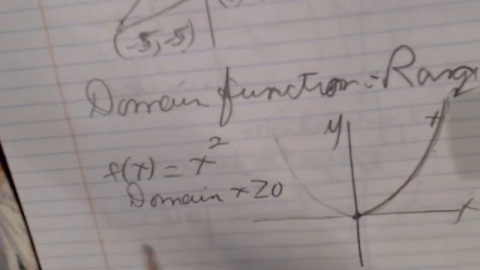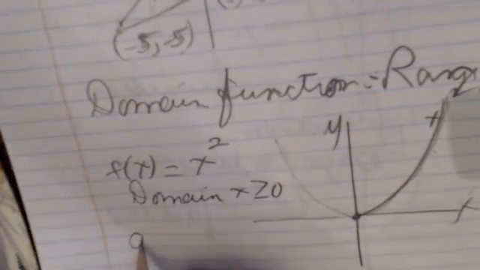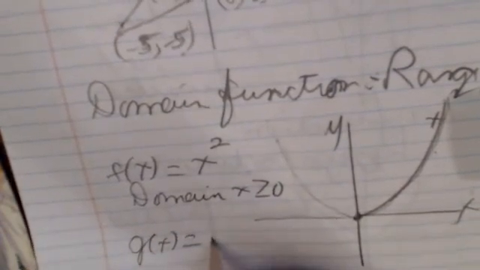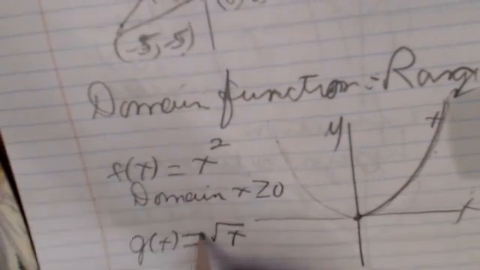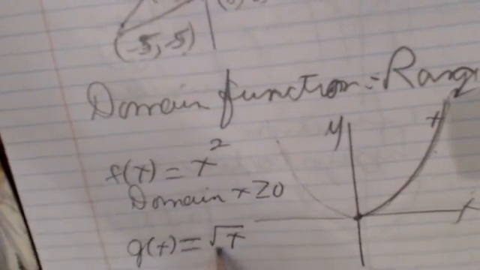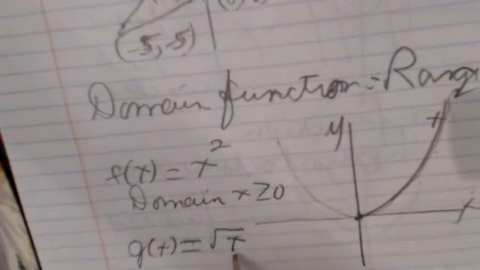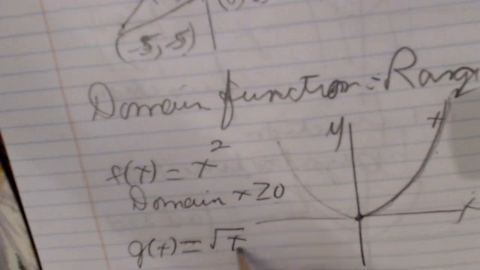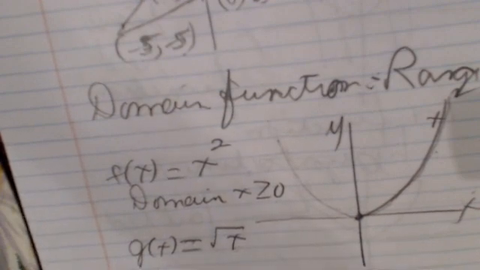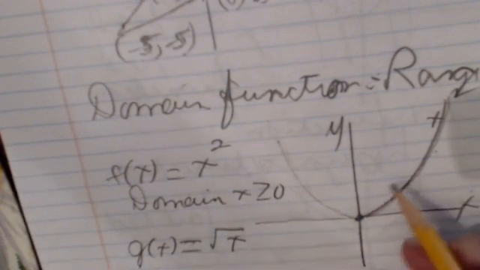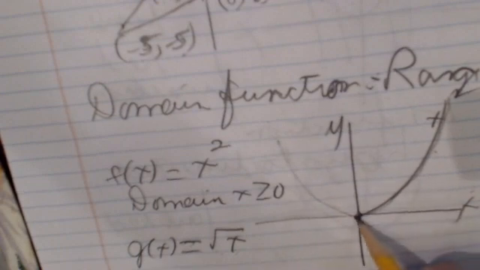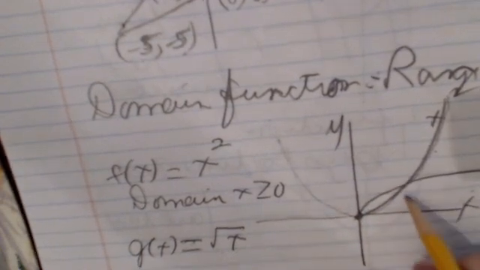Now, suppose that I tell you that g of x is equal to the square root of x. Well, by the fact that this is a square root function, its domain has to be greater than or equal to 0. Now, the square root function, when we draw its graph, is going to look like this.